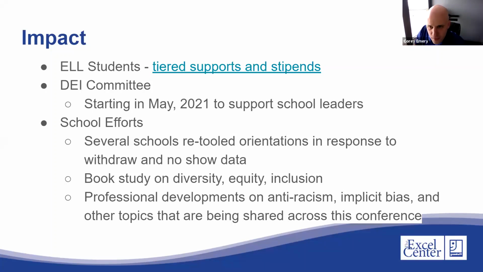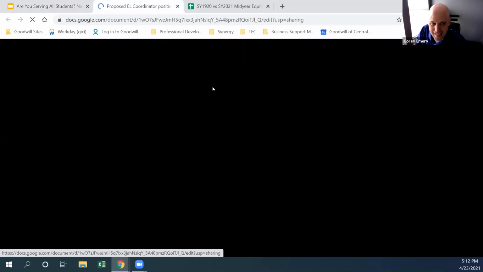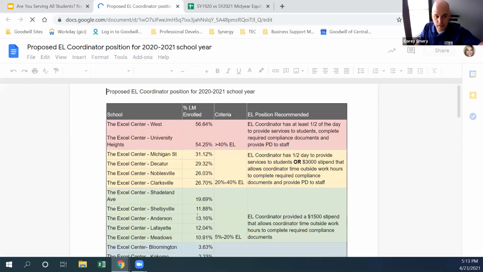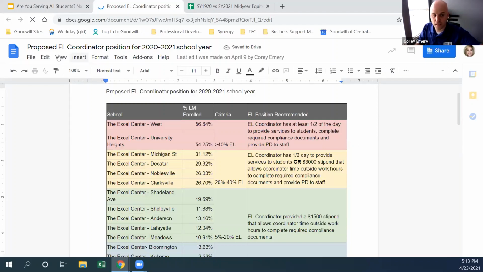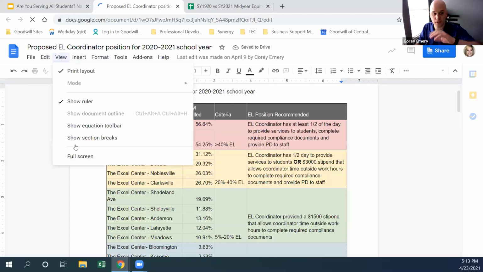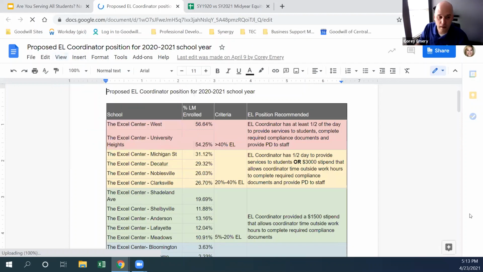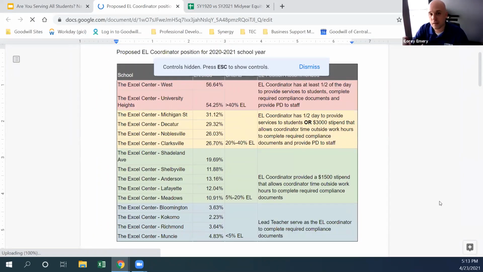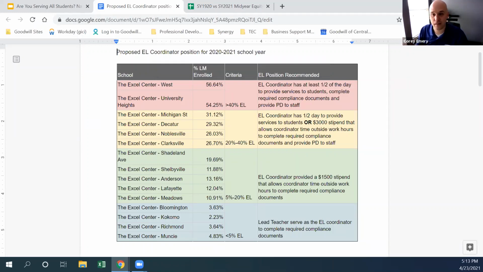Rachel, can you click on that, will it? I believe we linked it. Yes. And so what it allowed us to do is separate those tiers out, right? West and University Heights were absolutely crushing their data. But we made sure we built a system around that that said if you have that high of a population, more than 40% of your students are EL, you have to dedicate a staff member half a day to directly support and service those students.